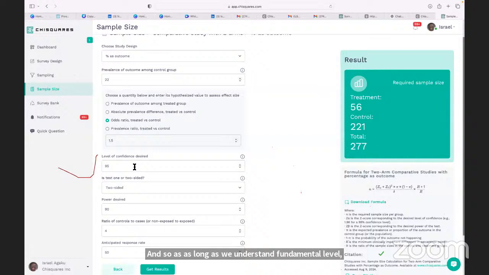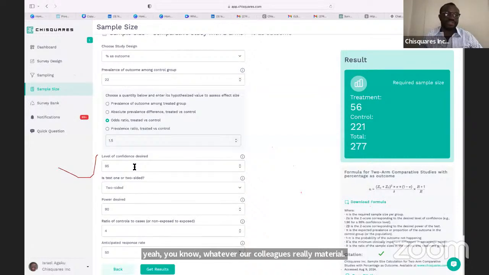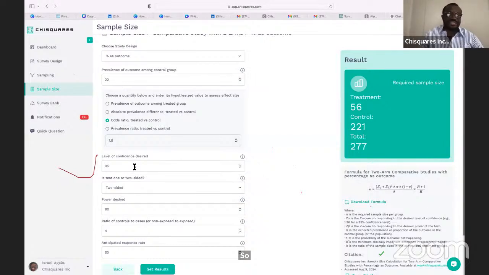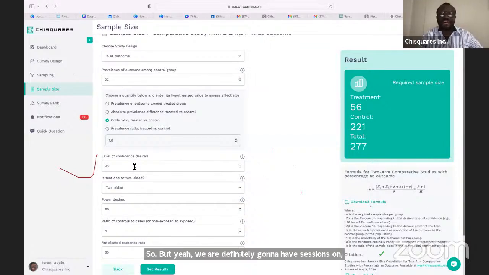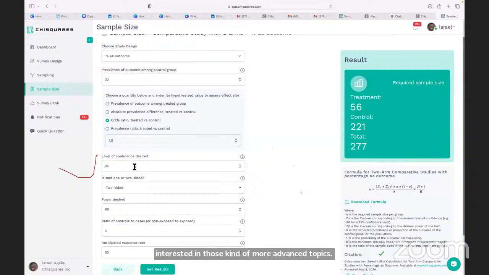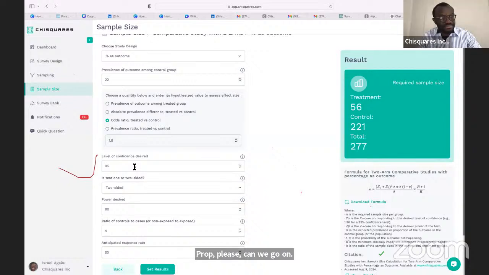So, but yeah, we are definitely going to have sessions on causal inferences and colliders and all of that for people who are interested in those kind of more advanced topics. Any other questions? Prof, please, can we go on? Yeah. No, I think that we can look at more details about this.